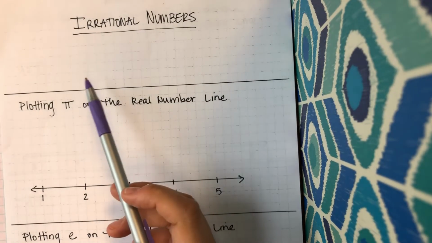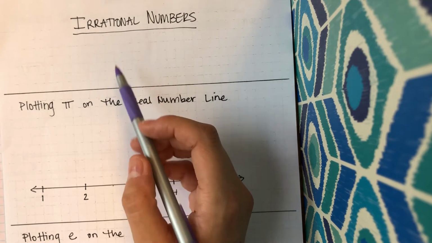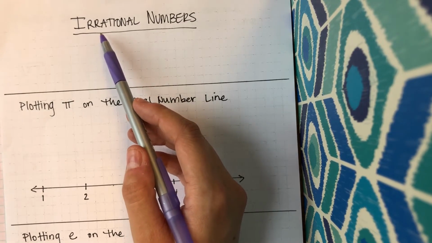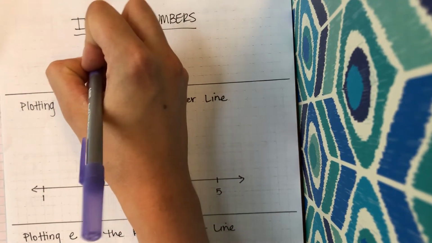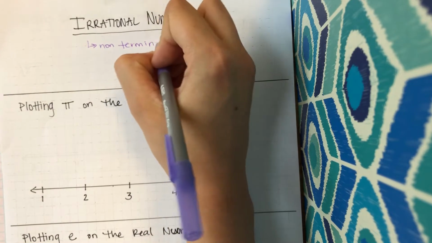Today I'm going to talk to you about something a little bit more challenging, which is how to get irrational numbers on the number line. So irrational numbers are numbers that cannot be written as a fraction, and they are non-terminating and non-repeating decimals.